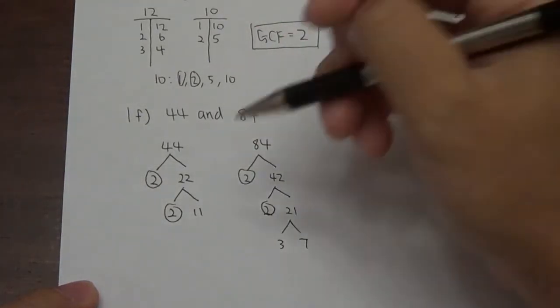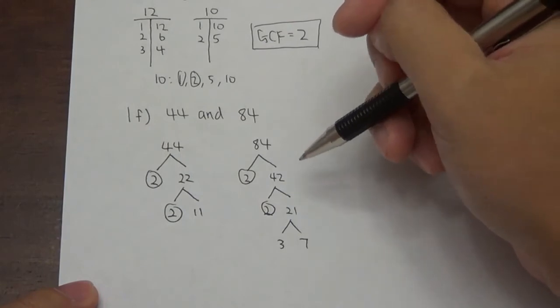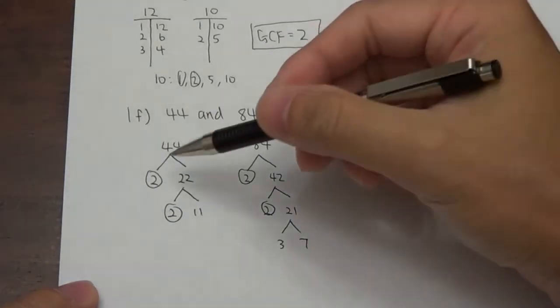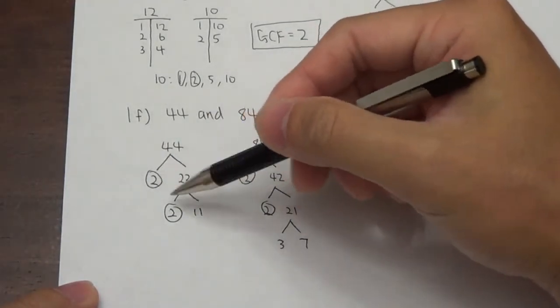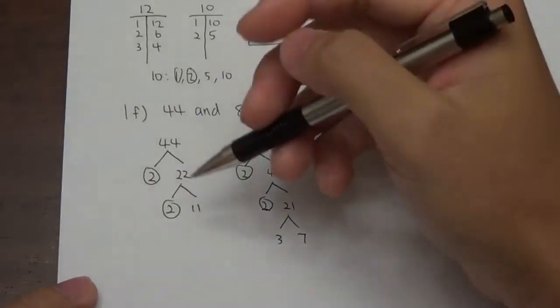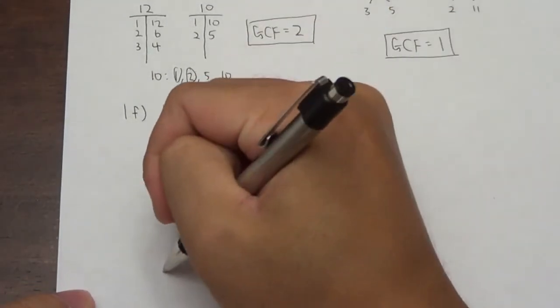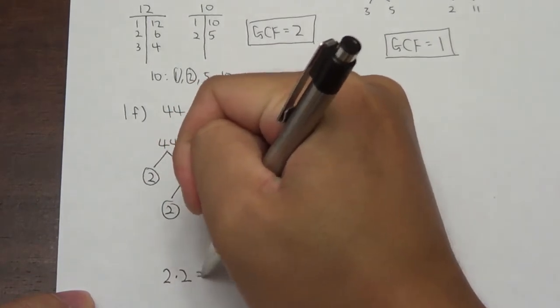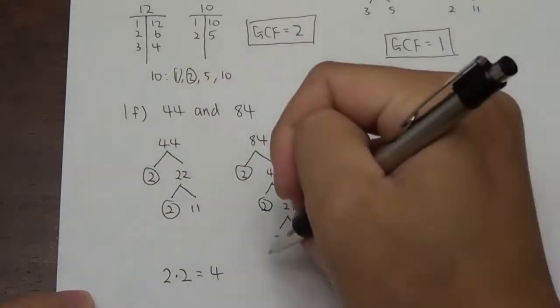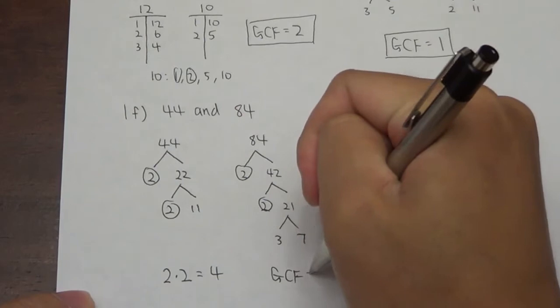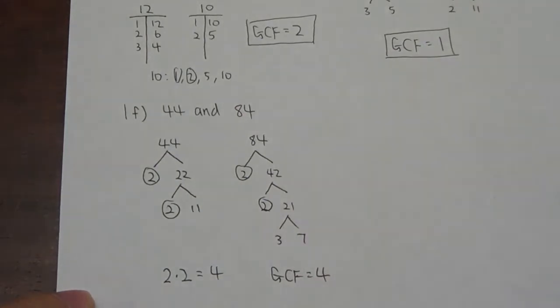Okay, now here is where the students sometimes forget what they're supposed to do. They share 2 pairs of 2s, right? Whatever numbers that they share, you multiply them, and that will give you the greatest common factor. All right, GCF equals 4.